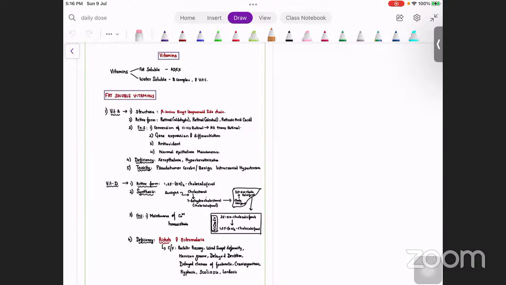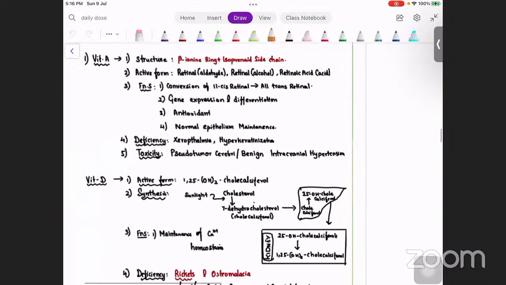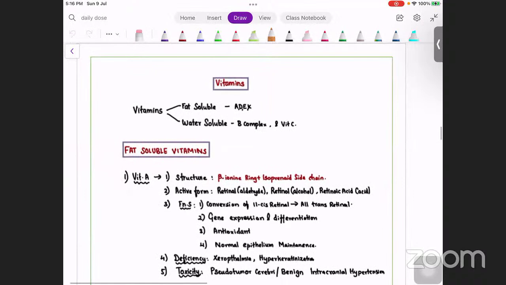Okay, speaking about the vitamins. Vitamins are classified into two types, namely fat-soluble and water-soluble vitamins. What are fat-soluble vitamins? A, D, E, and K are your fat-soluble vitamins. What are water-soluble ones? B complex and vitamin C.